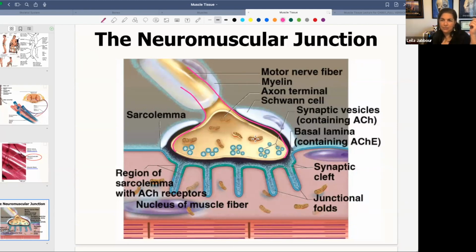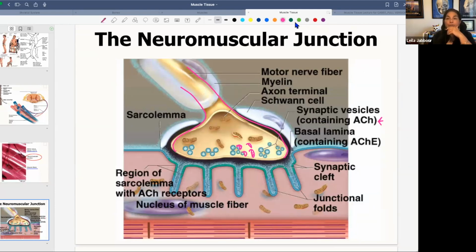What do they call it here? Did they give a different name? They just called it axon terminal. Okay. Synaptic vesicles are floating inside the synaptic knob, and they are packed with neurotransmitters. Acetylcholine is going to be the neurotransmitter that's going to stimulate the muscle cell.